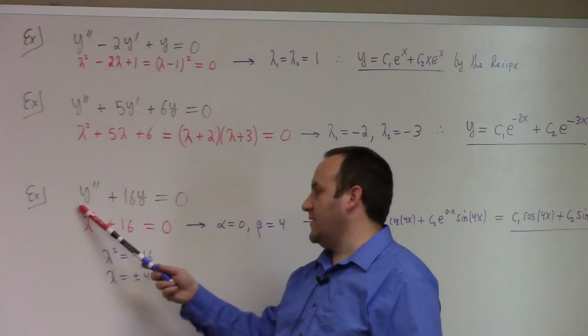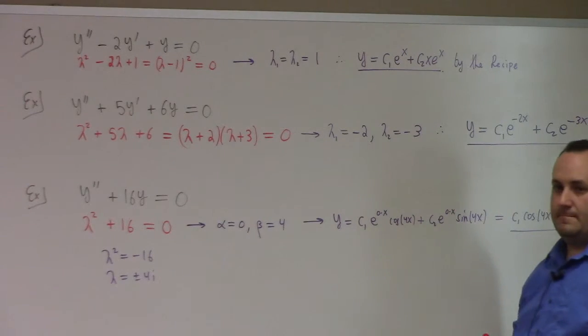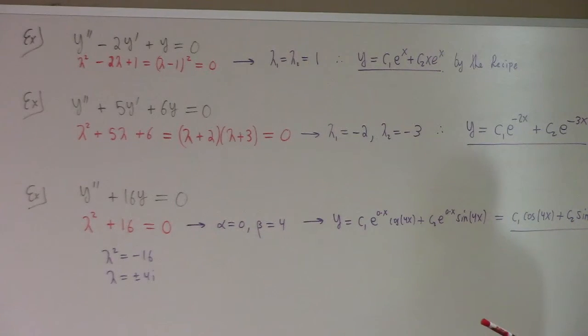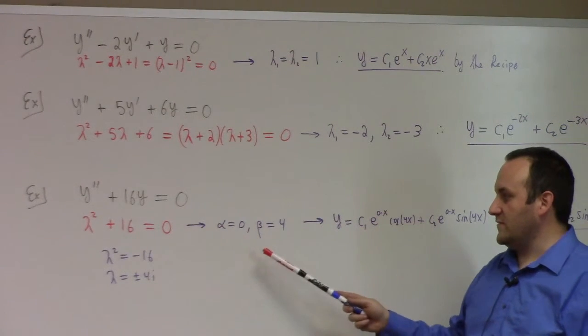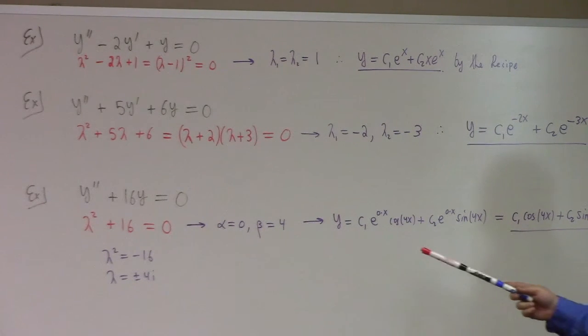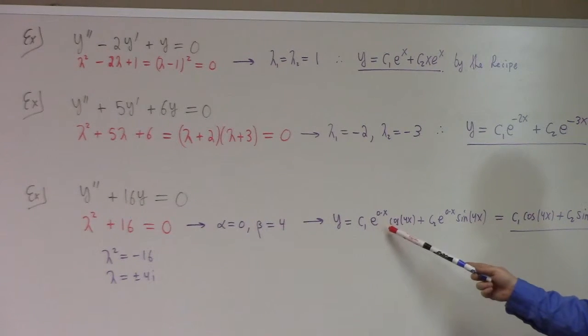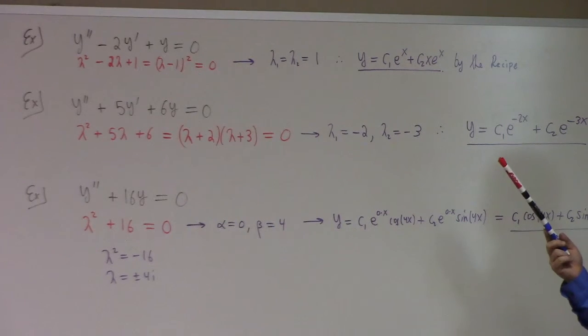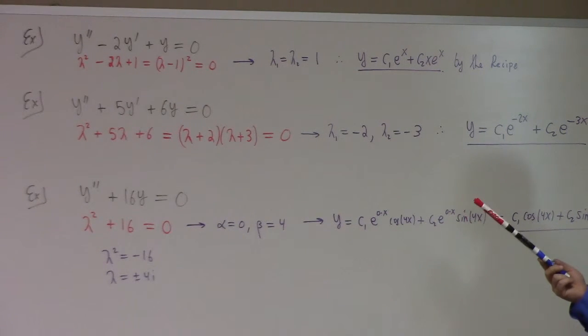Example 3, y'' plus 16y equals 0. Well, this one's a little bit different. I have lambda squared plus 16 equals 0. In this case, my alpha in the complex case is 0. This is the pure imaginary case, right? Rather different. And so I have c1 e to the 0x cosine 4x plus c2 e to the 0x sine 4x. Of course, e to the 0x is just what? 1. So we don't really need to write those. I'm just writing those to show you it fits into case 3 formulaically. And so out pops c1 cosine 4x plus c2 sine 4x.